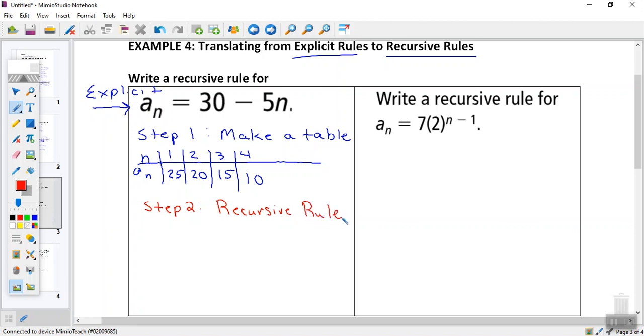Now kids, I can pick any starting term I wanted to. I can pick the first term, I can pick the third term, I can pick the 900th term if I wanted to. It wouldn't matter. I strongly suggest you start with the first term. So our recursive rule becomes the following. Let's set A1 equal to what? 25. Okay, we all clear on 25?